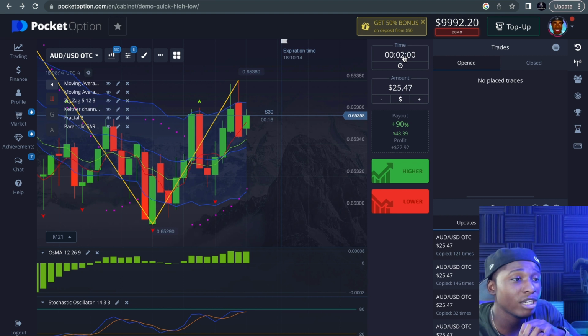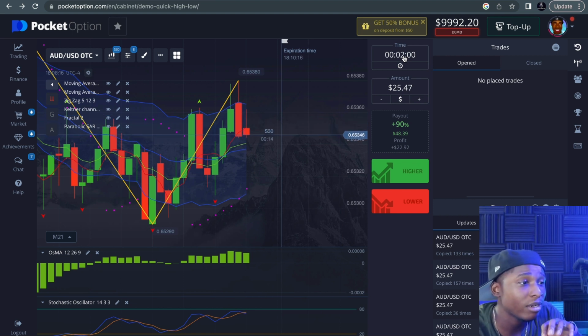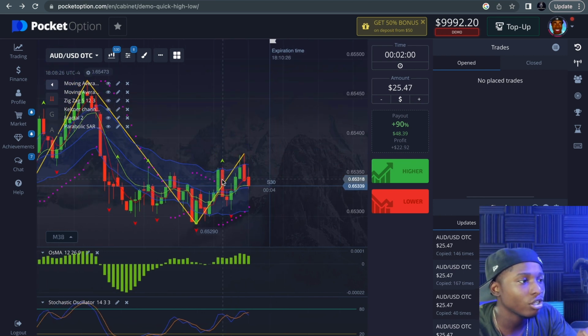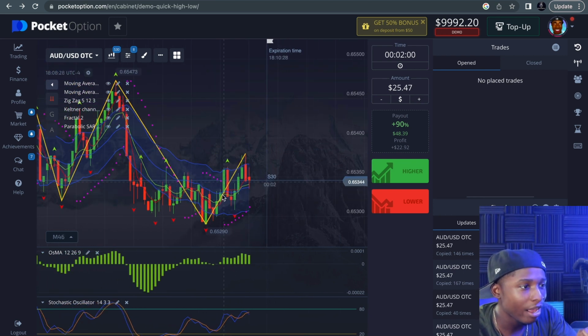So I did place a 2-minute trade. My fault, guys, I did say 1 minute, but it was a 2-minute trade. Either way, it still would have won because we went all the way up. I placed that trade around down here with 2 dots, and then we shot all the way up here. So on the 30-second candles, again, we have a W right here. So that was that W you just saw.